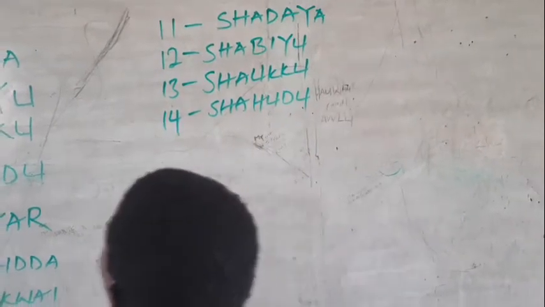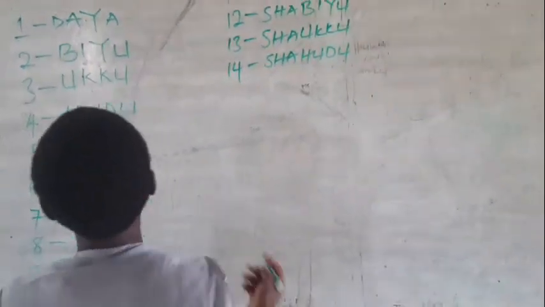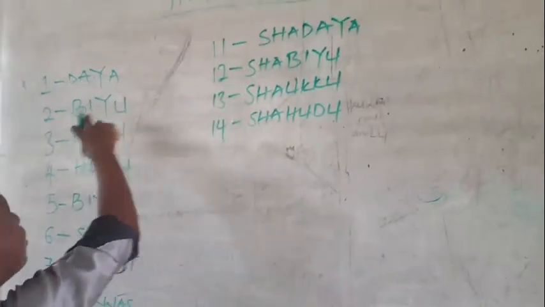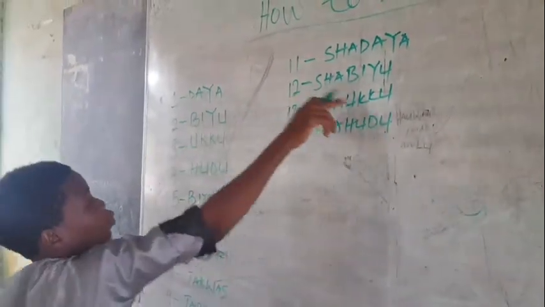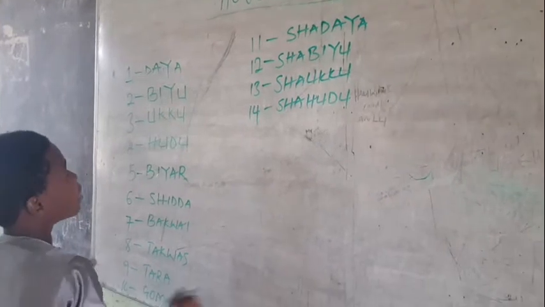As you can see here, the thing is not much harder like that. 11 daya, and here is daya. You just put daya. That's all.